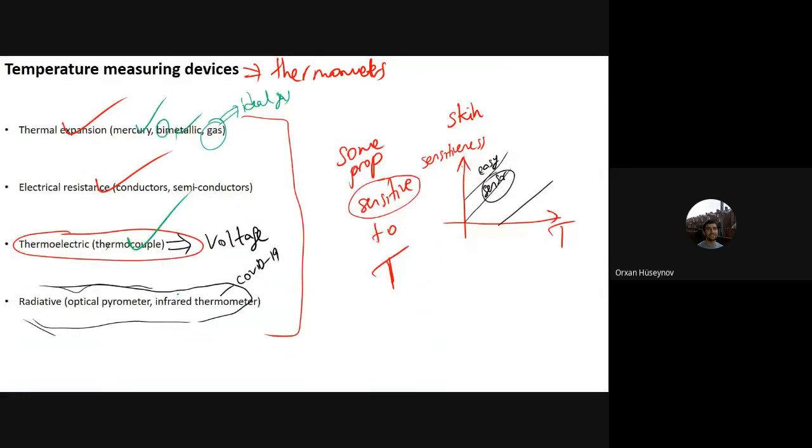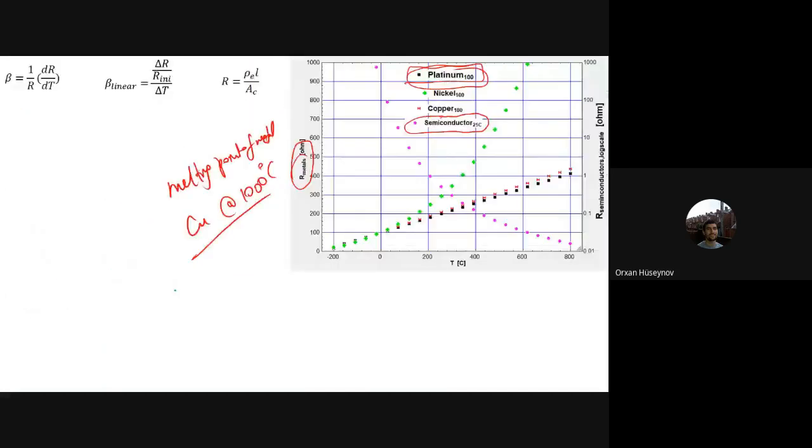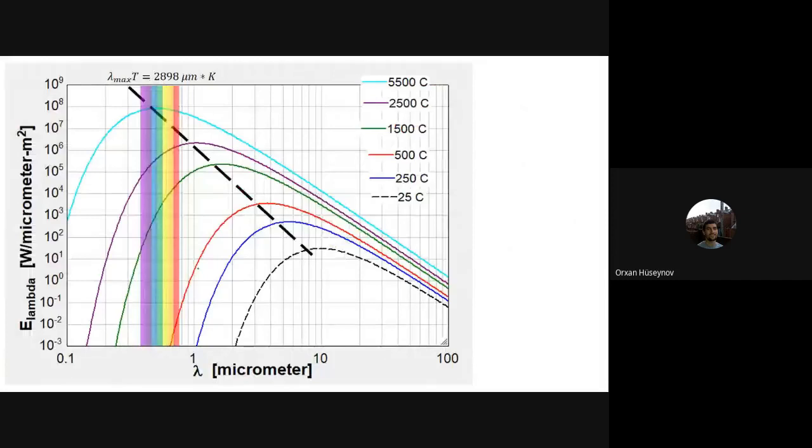Now comes the last one, which is the radiative properties of the metals. Now I will talk about this one. So we have here two parts, which is the optical part, which is a very important part. So how do we measure the temperature?